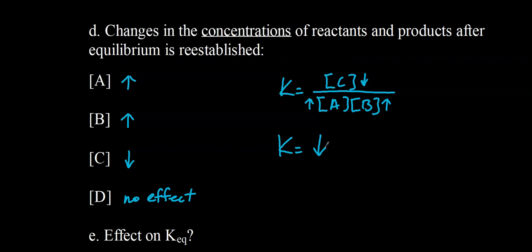So how about this? If changing the temperature causes the equilibrium to shift to the left, making more reactants, using up more products, having less products, then K will decrease. If changing the temperature causes the equilibrium to shift to the right, making more products, having less reactants, then K's value will increase.